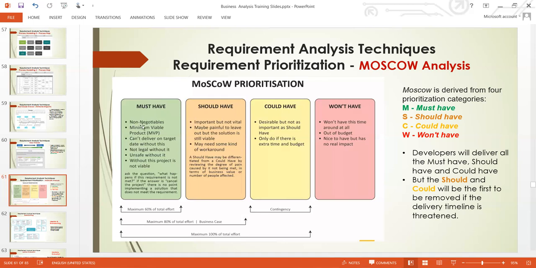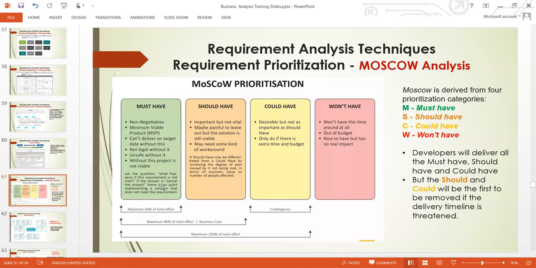Must haves are non-negotiables. Under must have, these are non-negotiable. Minimum viable product cannot be delivered on target dates without this. Not legal without it. Unsafe without it. Without this the project is not viable. So this is a no-go area. It must be delivered.